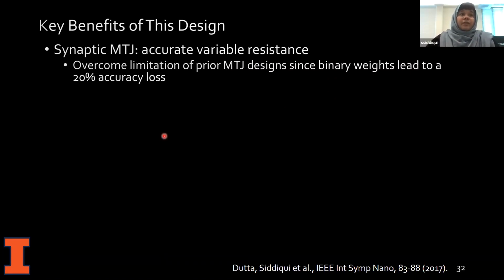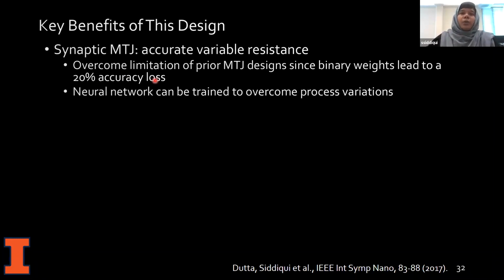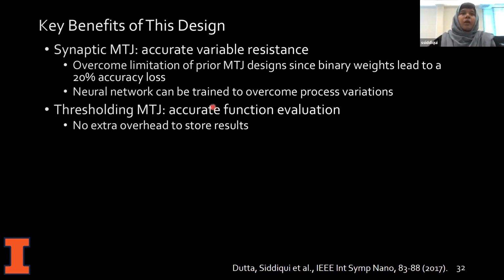The key benefit of this kind of device is that with this synaptic magnetic tunnel junction, we have shown that we have multiple states generation possible, and that improves the accuracy of your data when you do the classification, and the accuracy improvement is about 20%. And also, there is some variation from one magnetic tunnel junction to the other because of fabrication error, but in the neural network, it's possible to overcome those process variations. One of the important contributions for this case is that we have this thresholding magnetic tunnel junction device, so that there is no extra overhead for storing the results, and then again, talking about the conversion, we don't have to wait for that conversion delay.